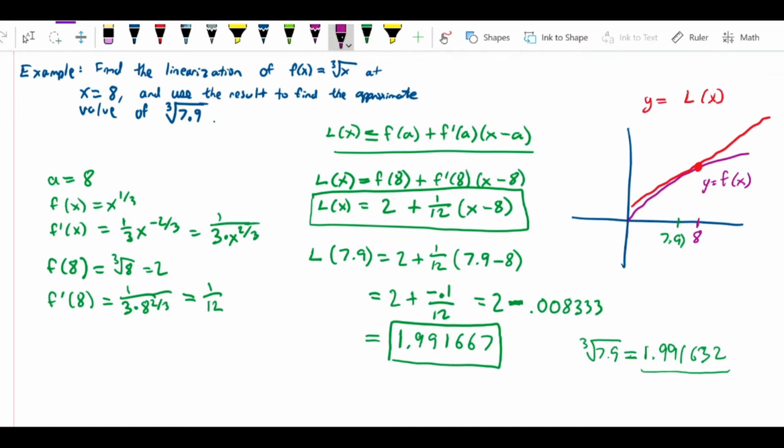Visually, let me just be clear about what we calculated. This purple dot here has the actual y value of the cube root of 7.9, but let me put it in green. The green dot here, which would be on the tangent line, is the approximate value of the cube root of 7.9. So that's what we did.